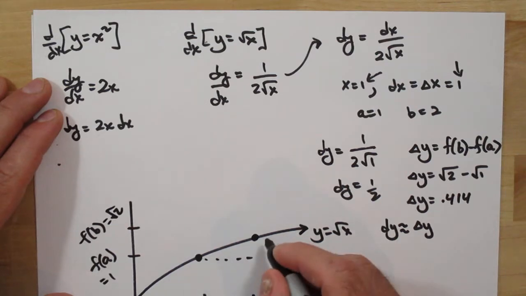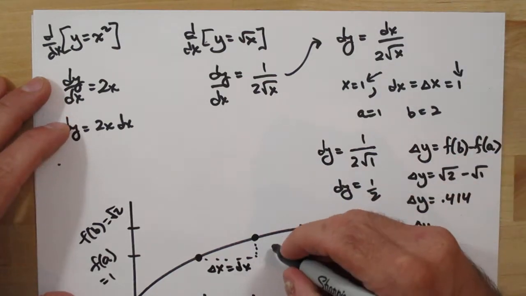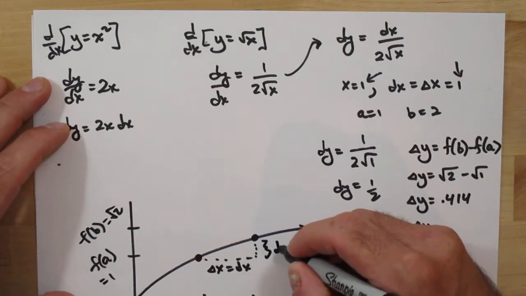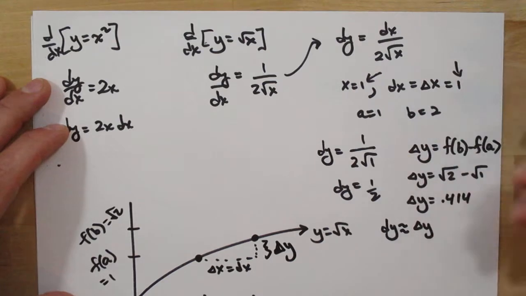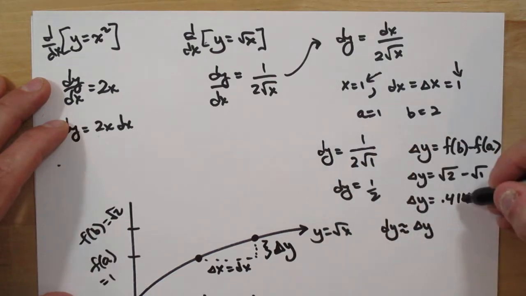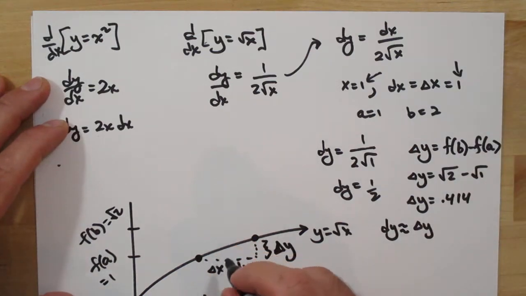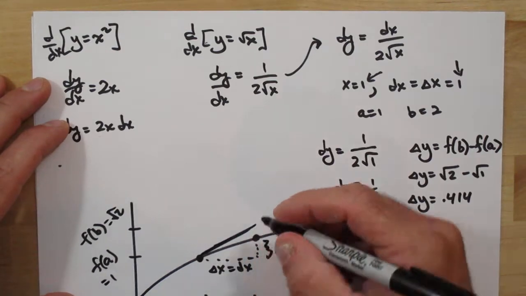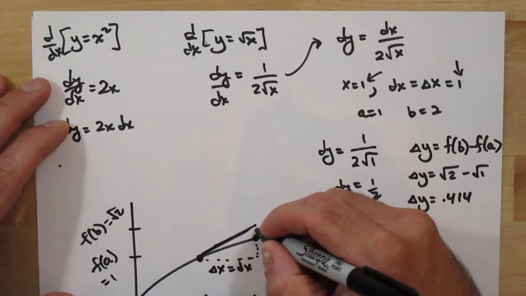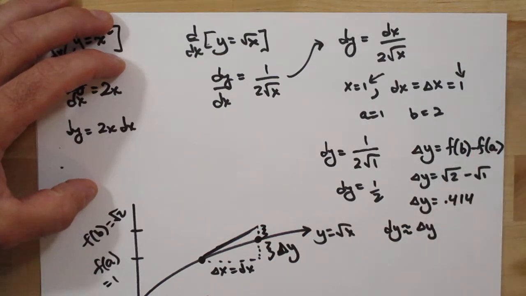All right, here's our delta x, which we know is equal to dx. dx is 1 and delta x is 1. This right here is delta y, and we found that delta y was 0.414. And we know that dy is an overestimate of delta y. So let's see why that is. Here's the tangent line. And as you can see, here is the difference. There's the error. That's the difference between 1/2 and 0.414.